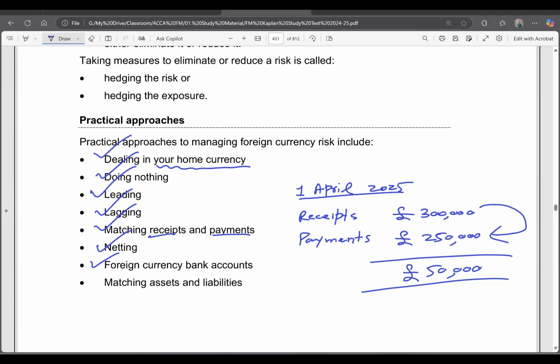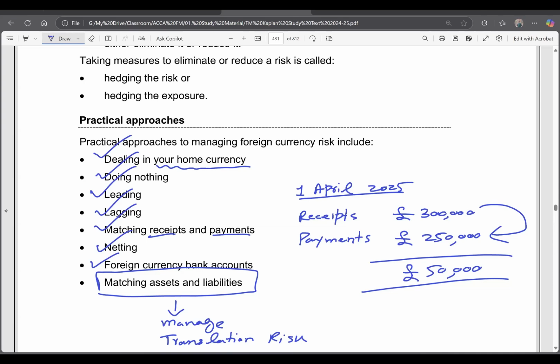And the last one is matching assets and liabilities. So this is the only hedging method that you use to manage the translation risk. All others are for transaction risk. Okay, so we discussed translation risk, which is what? A risk you only have to face when you're going to prepare your financial statement. This is just for the sake of financial statements. So how can we avoid this?